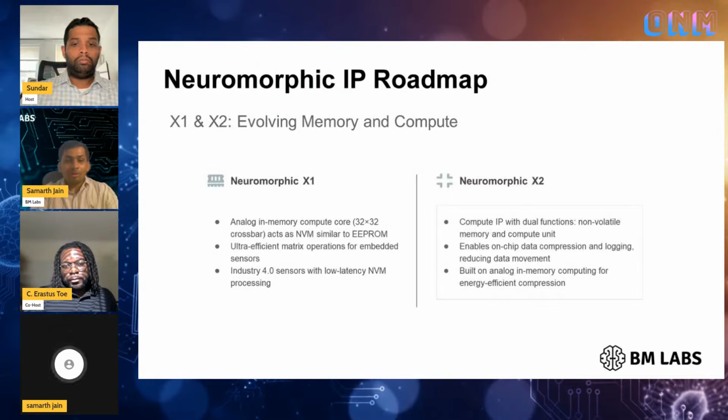We are also going to release an IP called neuromorphic X2, which is a compute and memory IP, essentially a MAC accelerator or a dot product accelerator. So it can run AI workloads like MobileNet or any CNNs, things like that, right? So the major difference between X1 and X2 is that X1 is a storage memory IP, non-volatile, and X2 is storage with compute built in, right?